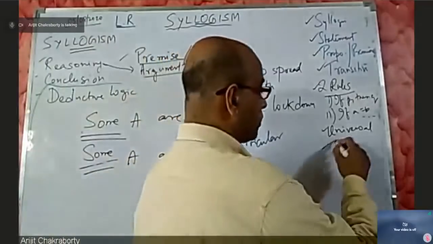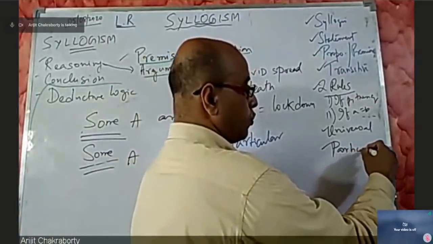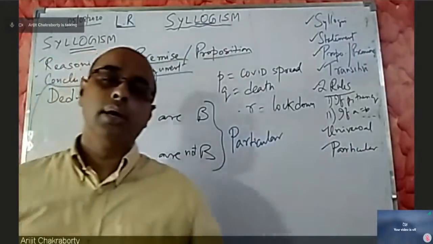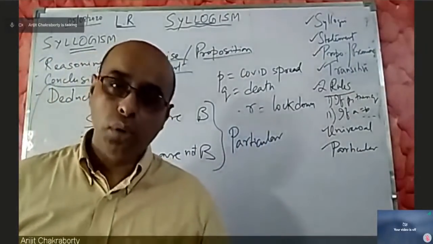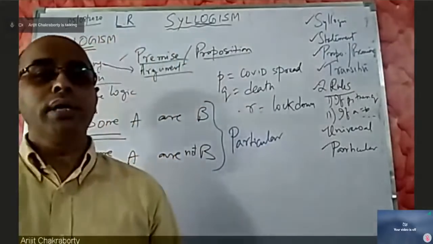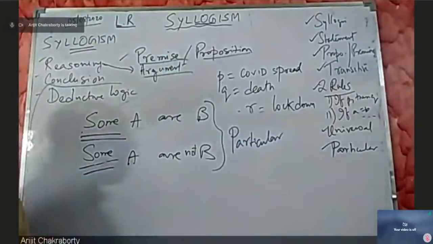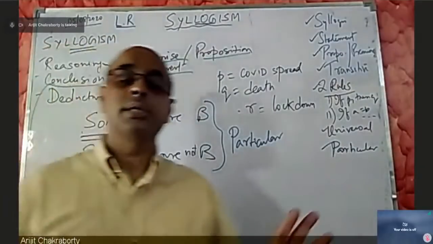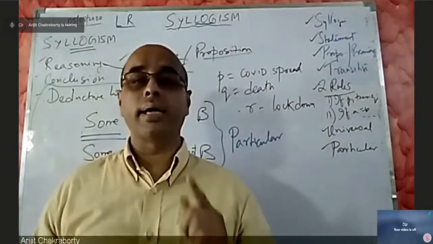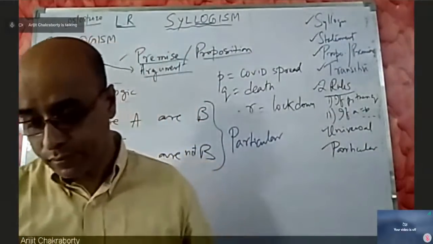So I am writing particular proposition. So whenever you have the word some, whenever you have the word few, some, it is a particular proposition, and whenever you have the word all or no, that means it includes everybody or it excludes everybody. Therefore, that is a universal proposition. Okay.